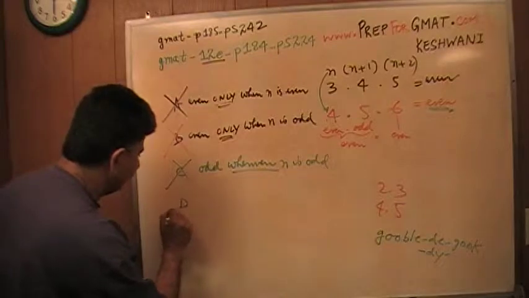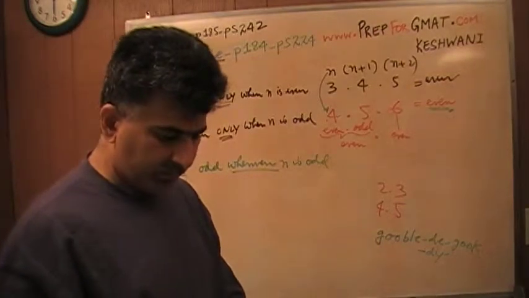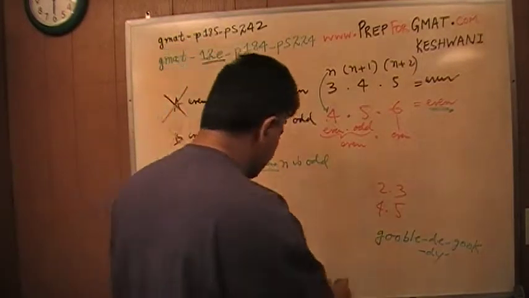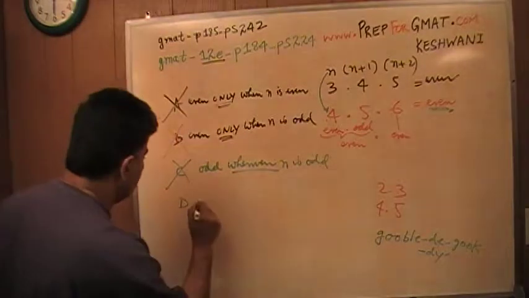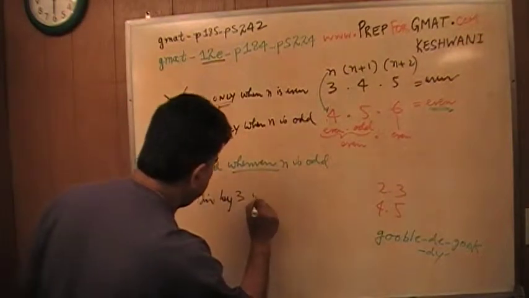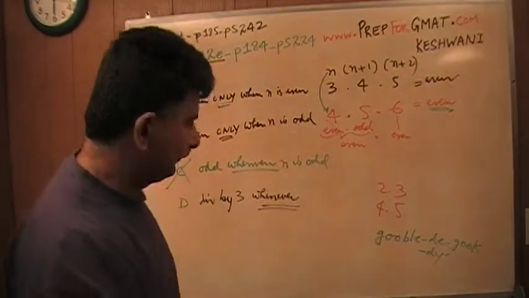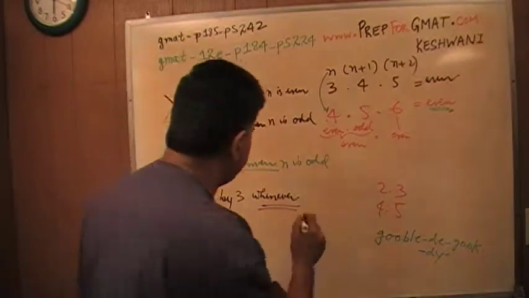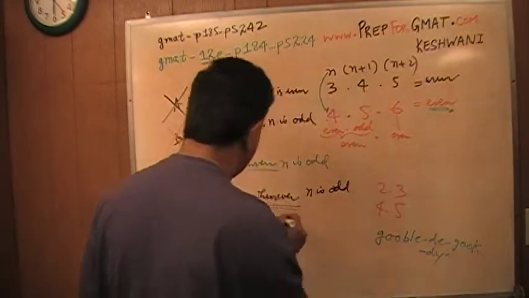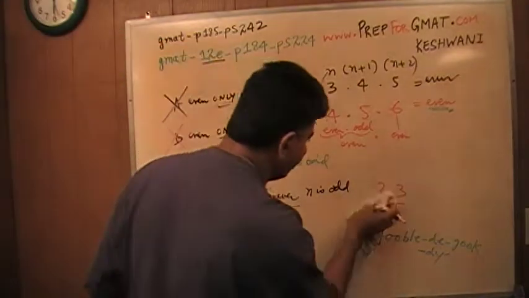Let's look at D. D says divisible by 3 whenever n is odd. Alright, let's write this down. Divisible by 3 whenever, that's the part, whenever n is odd. Because of the use of the word whenever, all I have to do is find one exception and I'm done. Well, there you go, I'm going to do 2.